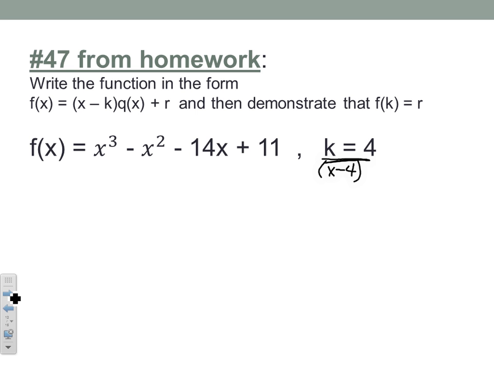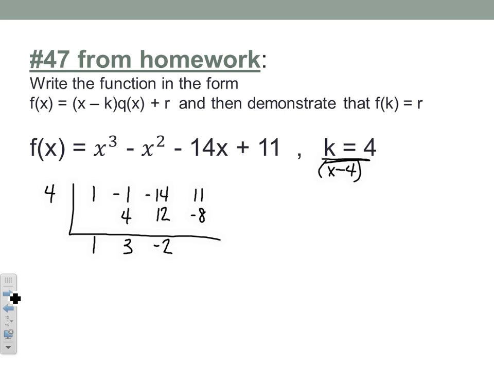If we're going to use synthetic division, they're flat out handing you k, so go ahead and put that 4 out here. Now we know we need our coefficients next. 1, -1, -14, and 11. Let's go ahead and do our synthetic division. Drop the first coefficient. 4 times 1, 4. Combine. 4 times 3, 12. Combine. 4 times -2 is -8. Combine, and we get 3. 3 is our remainder. Okay?